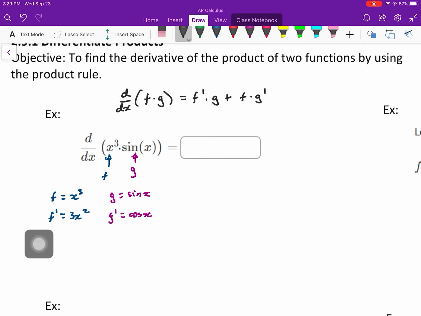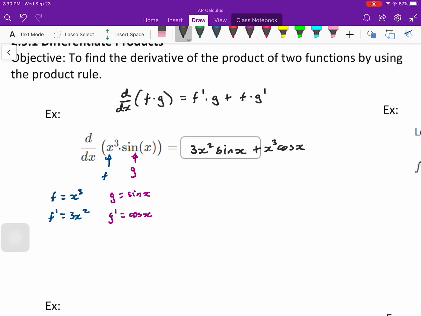So let's go ahead and just put this together into the product rule. So we'll have f prime times g, so that's going to be 3x squared times sine x, plus f times g prime, that's x cubed times cosine x. In free response world, this is fine, which this question is free response, so you can leave it that way. That's great. In multiple choice, you may not find it that way. You may find it this way, but you might also find another way.